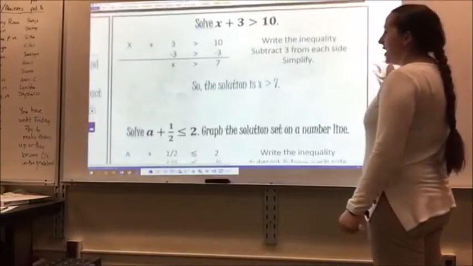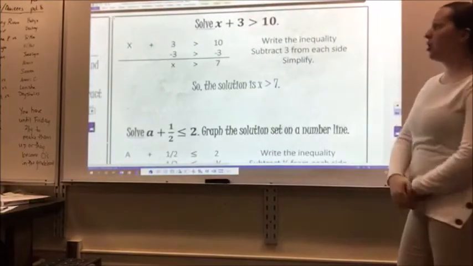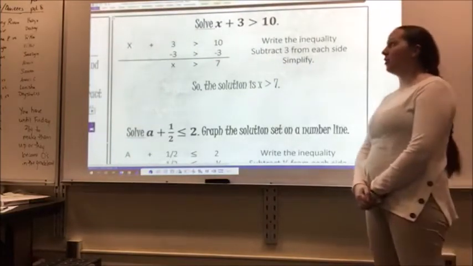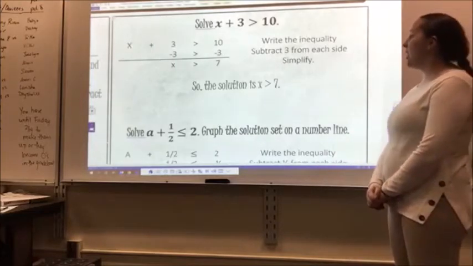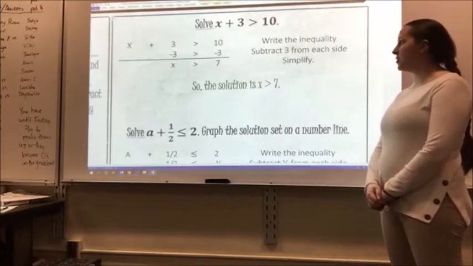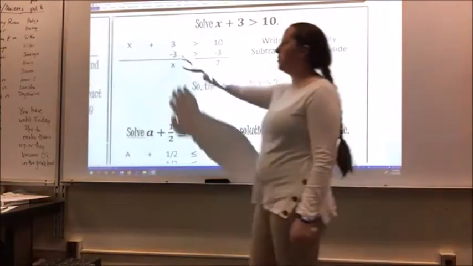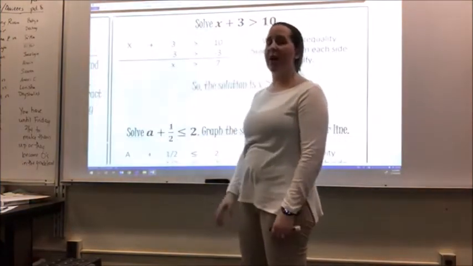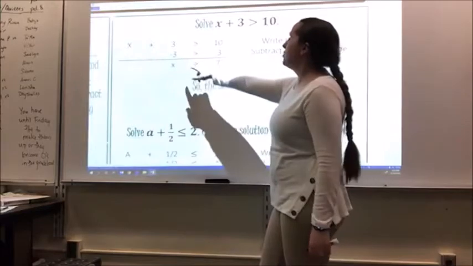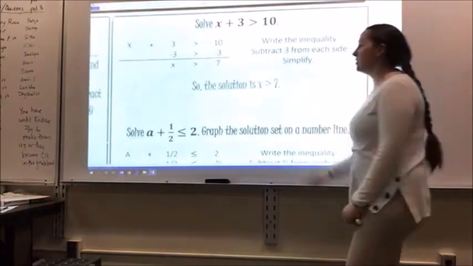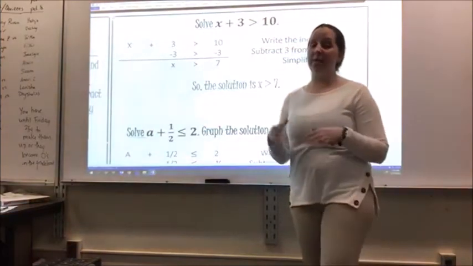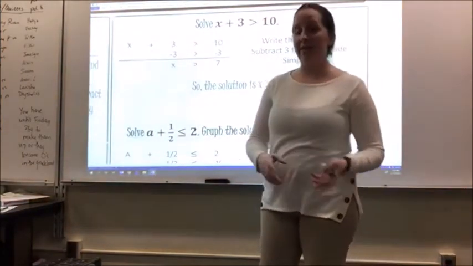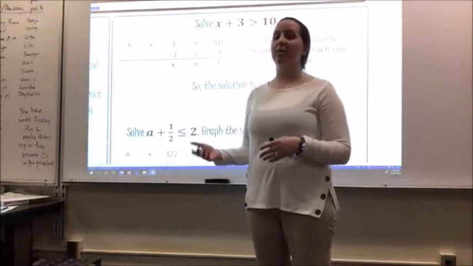So taking a look at an example, I want to solve x plus 3 is greater than 10. Okay? So when I write the inequality, I subtract 3 from each side because I have plus 3, so I need to use the subtraction property of inequality. When I subtract 3, 10 minus 3 is 7, so x is greater than 7. So that means I can substitute any number that's greater than 7 into my inequality, and it will be true.